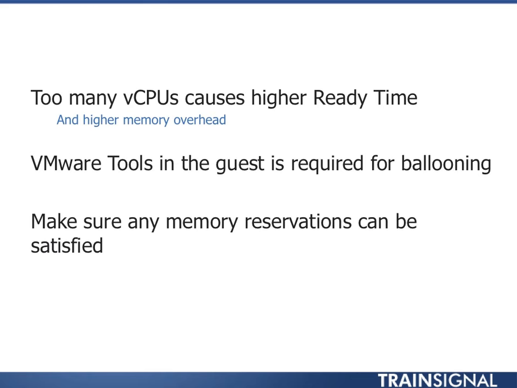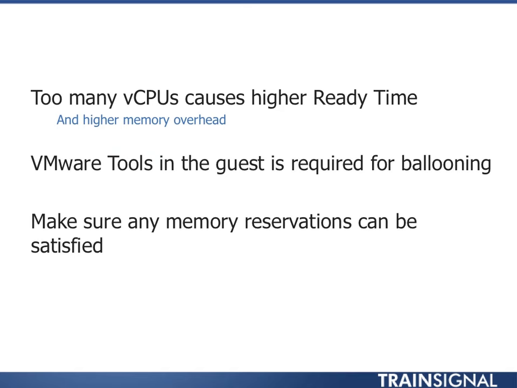We already talked about this. Too many vCPUs causes higher ready time. A good point that I forgot to mention earlier is it also adds more memory overhead. In your lab one day, you should go to a Windows VM and give it 2 vCPUs and look at the memory overhead amount on the summary, and then bump it to like 6 or 8 and see how much that makes it go up. It's more than you would often suspect. Now multiply that times 100 or 200 VMs and you see that it can have a big impact.